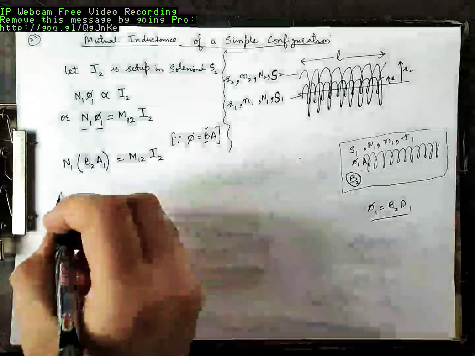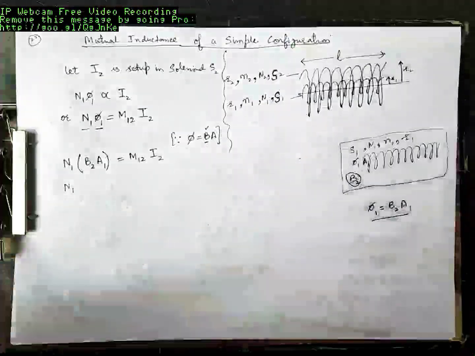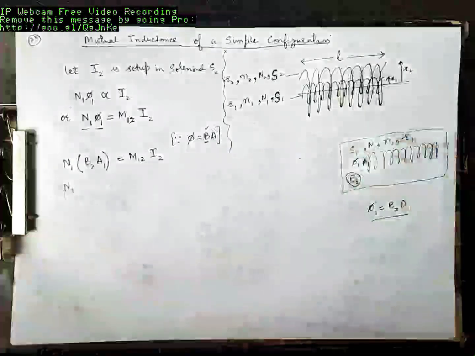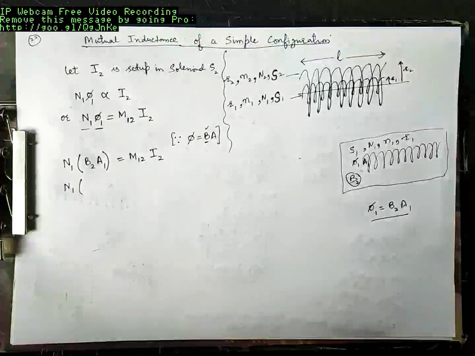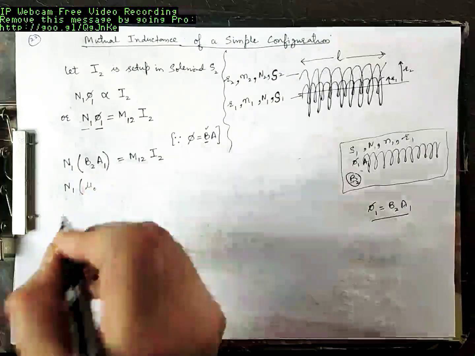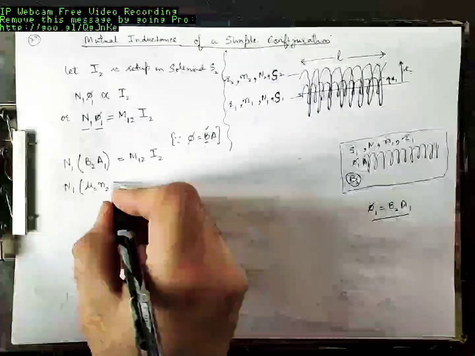So we can write this as N1. This B2 is magnetic flux density because of solenoid 2. We already know the expression for magnetic flux density because of a solenoid, that is mu n i. So mu naught, this is B2, so this is N2, number of turns per unit length of solenoid 2, into current I2.